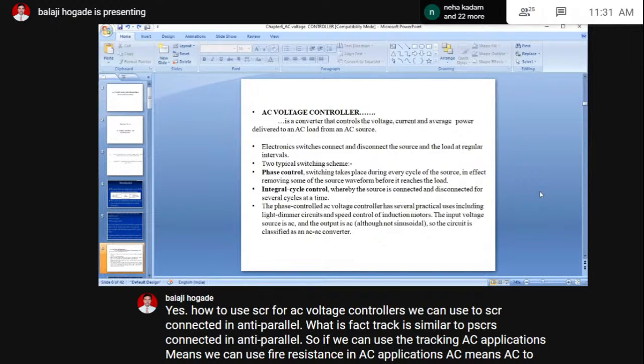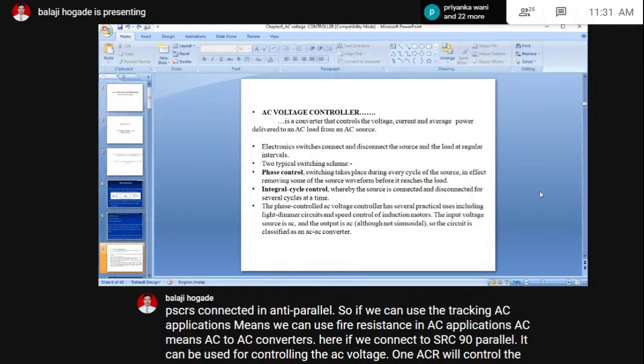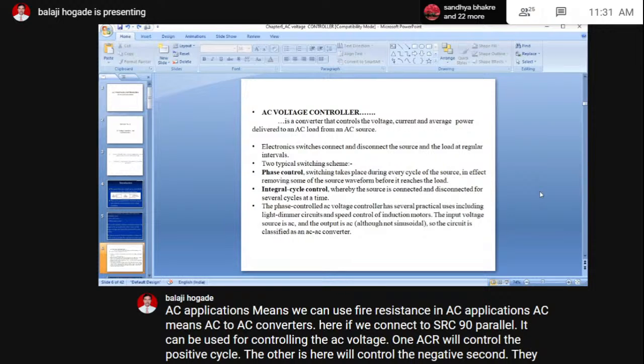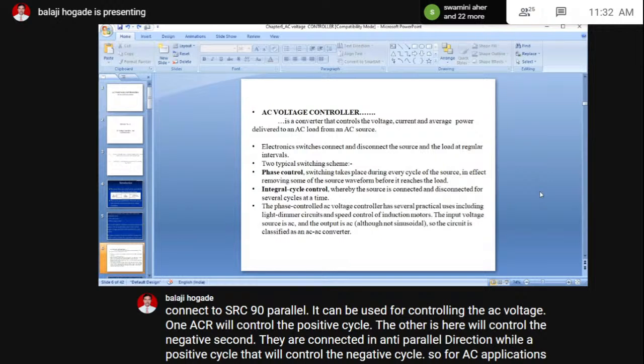Clear? If we connect two SCRs in anti-parallel, it can be used for controlling the AC voltage. One SCR will control the positive half cycle, the other SCR will control the negative half cycle. They are connected in anti-parallel. The forward direction SCR will control the positive half cycle, and the one connected in anti-parallel will control the negative half cycle. So for AC applications, we can use either a triac or two SCRs connected in anti-parallel.